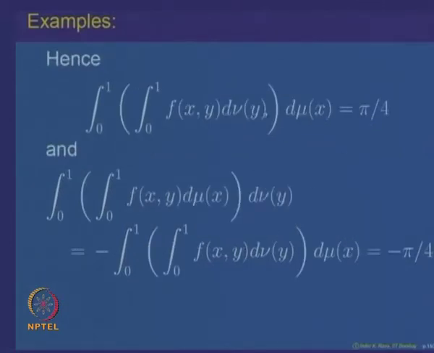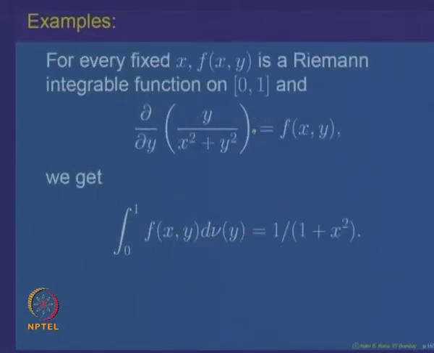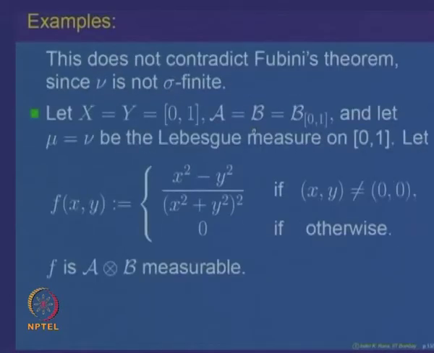So, one of the iterated integrals is equal to pi by 4, but a simple observation about the function tells me something. Let us look at the function. If I interchange x and y, you get a negative sign outside, because there is a negative x square minus y square.